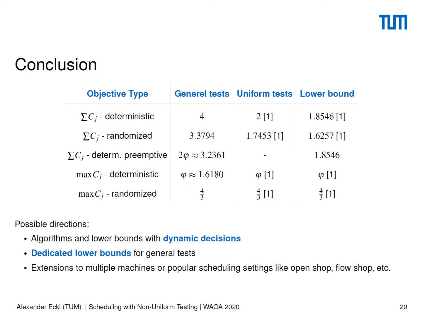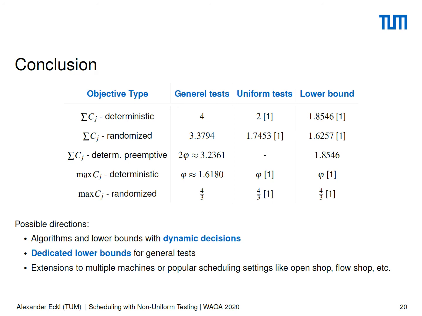Here is again the overview of all results in scheduling with testing, both for the general and the uniform test case. Apart from tightening the gaps between the results, there are some other possible directions for future research. So far, almost all algorithms and lower bounds that have been considered make decisions based on fixed rules that do not change during the runtime of the schedule. We might improve algorithms and adversaries by letting them decide things like testing and the order of jobs dynamically.